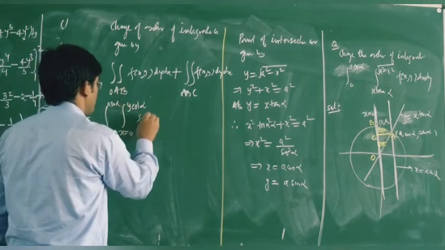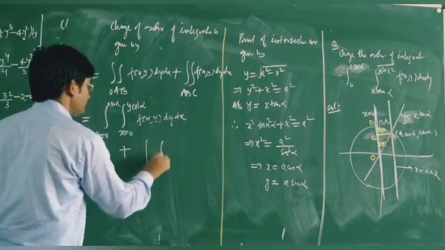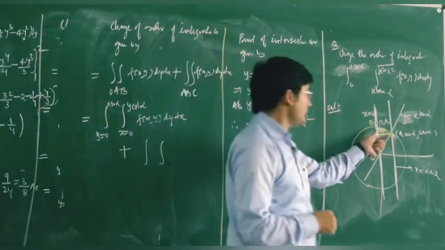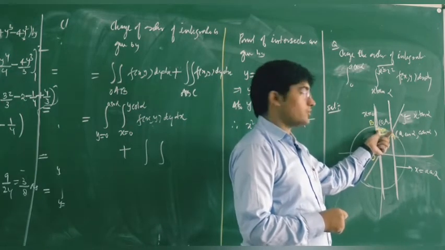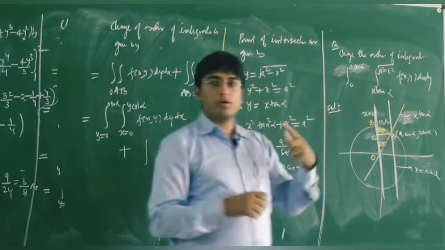So this is your first part. And for the second part, the limit of x will be from this point, that is your straight line x equal to 0, to this circle. And here we will have x, this is your x square plus y square equal to a square.